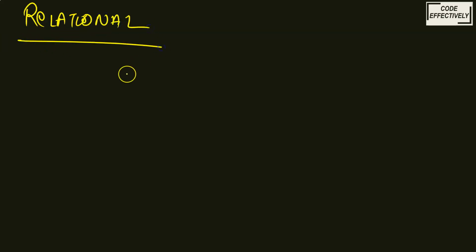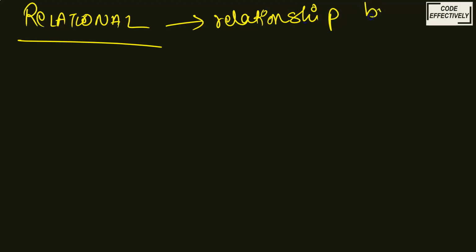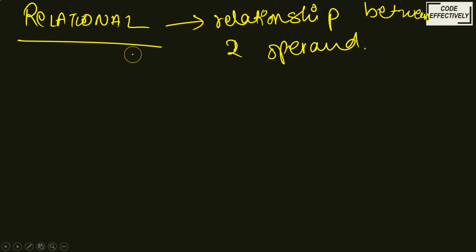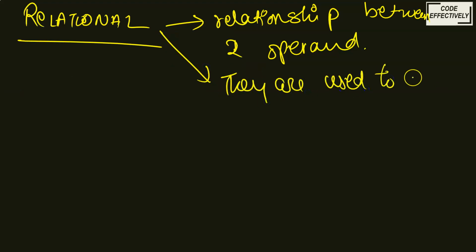Let's start. First let me tell you what are relational operators. What actually are relational operators? As the word suggests, relational operators are used to define the relationship between two operands. They work on two operands only. As a synonym, we can also say they are used to make comparisons.